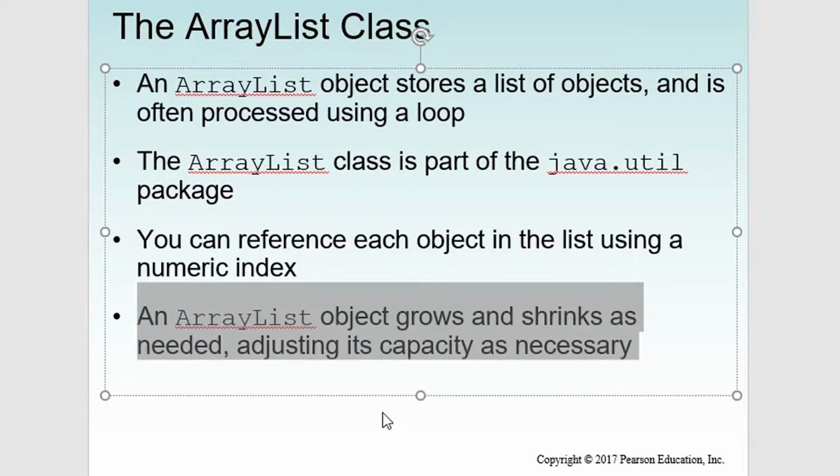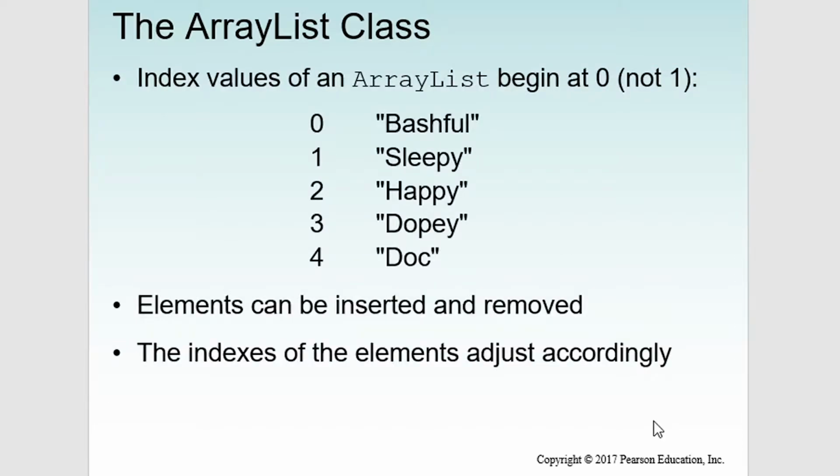We're going to talk about arrays in chapter 8. Now, ArrayList and arrays differ. An ArrayList will grow and shrink, while an array will stay whatever size it was declared to be. Index values in an ArrayList begin at 0. So if you have a list of string objects, the first one is going to be at index 0. The next one will be at index 1, then 2, 3, and 4. And then here are all the strings that are inside of this ArrayList.